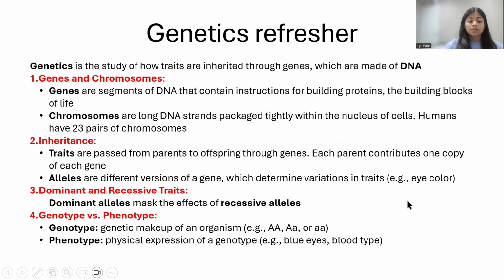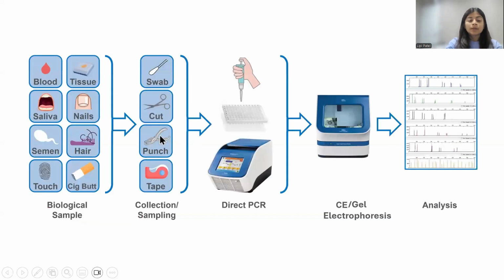Genotype versus phenotype. Genotype is the genetic makeup of an organism, which is the letters that we use, capital A, heterozygous Aa, or homozygous lowercase a. And phenotype is the physical expression of a genotype. So what you see morphologically is going to be the phenotype, blue eyes, or like the blood type, or the height, etc. So this is the overview of the entire process of DNA analysis from start to end. How you collect your samples, it could be your blood sample, saliva, semen, touch, like a fingerprint, cigarette butts, hair, nails, tissues.